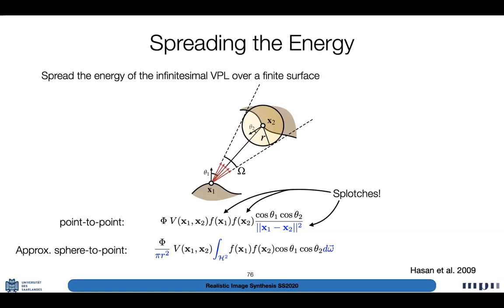If you use the approximate sphere two-point term, which they proposed, as you can see, now the flux is normalized by the surface area of the sphere. And now the geometric term is actually replaced by the integral over the visible hemisphere, over this solid angle visible from the point x1 over this sphere. And this gets rid of this inverse distance square term, which helps remove the singularity.